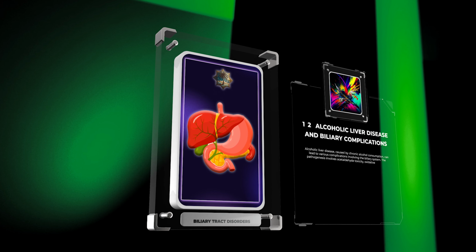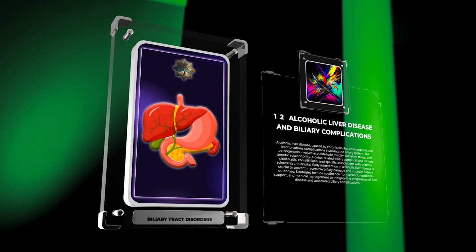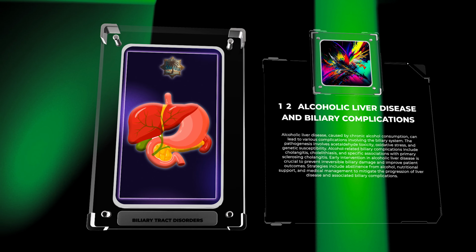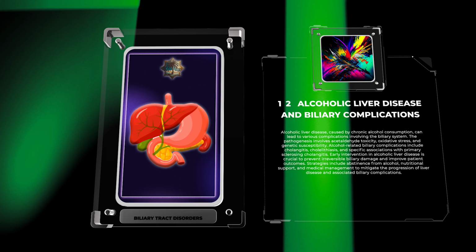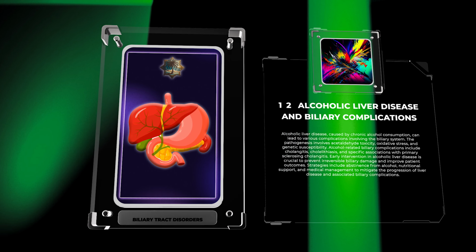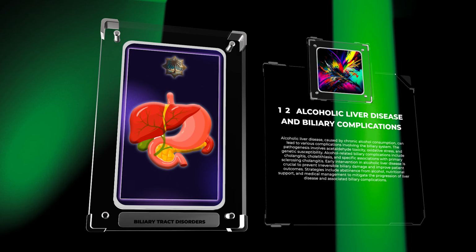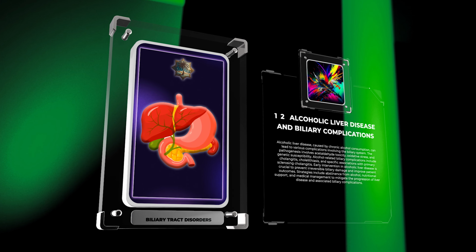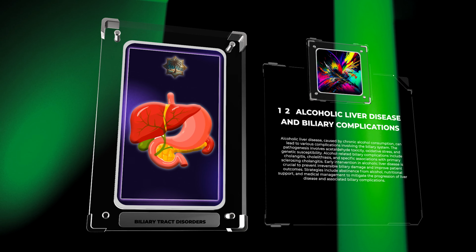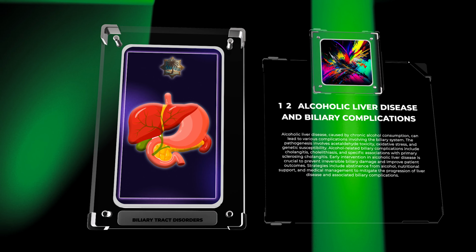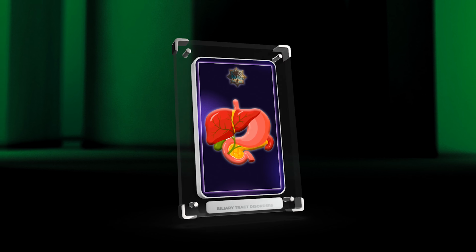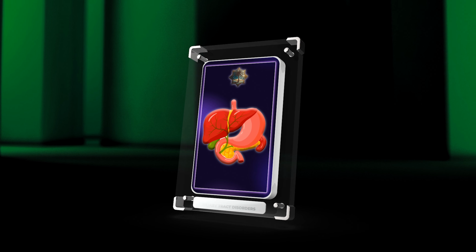Alcoholic liver disease, caused by chronic alcohol consumption, can lead to various complications involving the biliary system. The pathogenesis involves acetaldehyde toxicity, oxidative stress, and genetic susceptibility. Alcohol-related biliary complications include cholangitis, cholelithiasis, and specific associations with primary sclerosing cholangitis. Early intervention in alcoholic liver disease is crucial to prevent irreversible biliary damage and improve patient outcomes. Strategies include abstinence from alcohol, nutritional support, and medical management to mitigate the progression of liver disease and associated biliary complications. Understanding biliary tract disorders is crucial for accurate diagnosis and management.